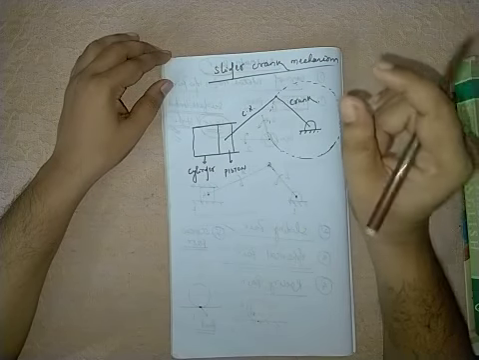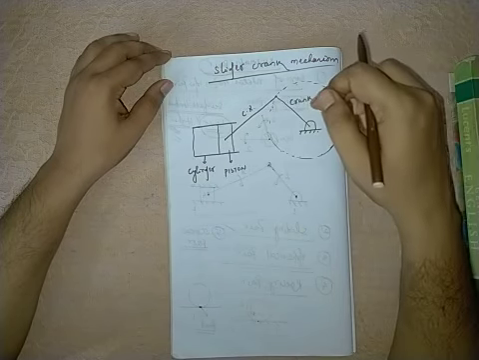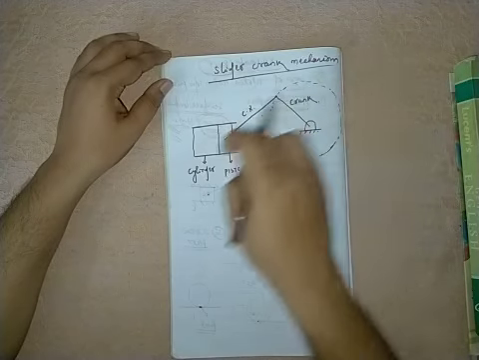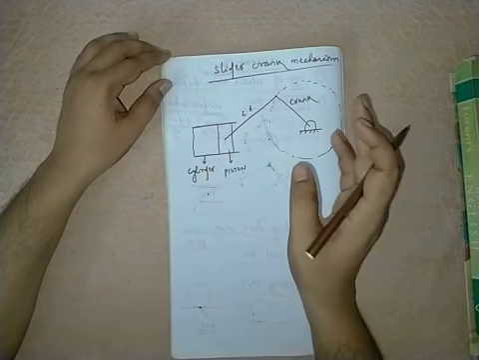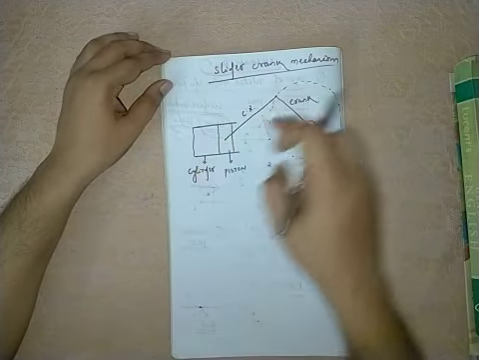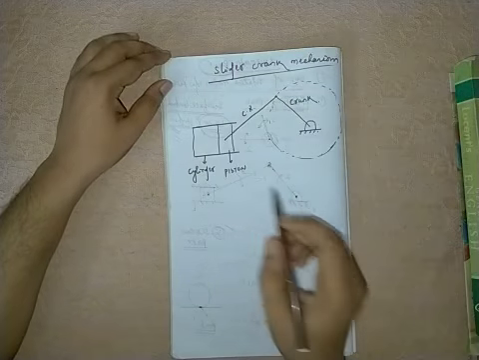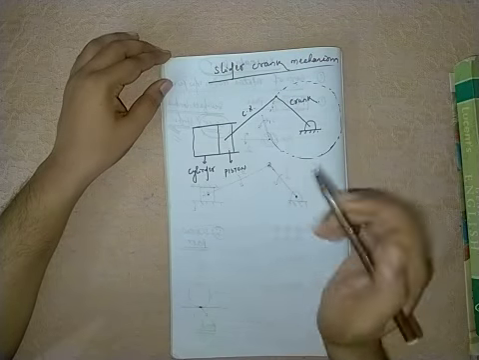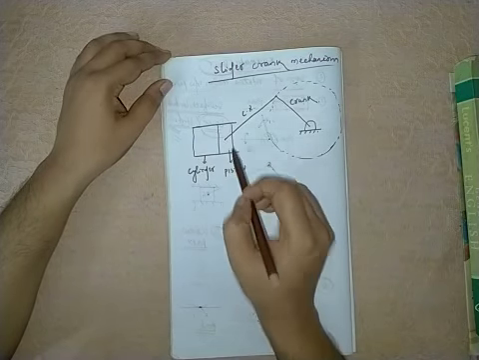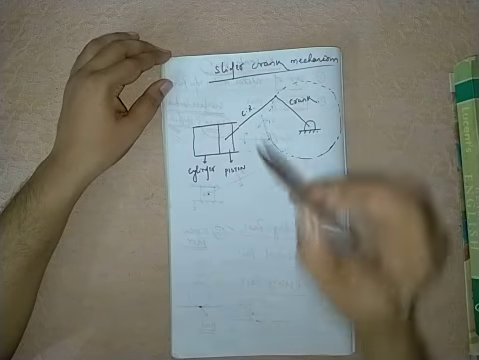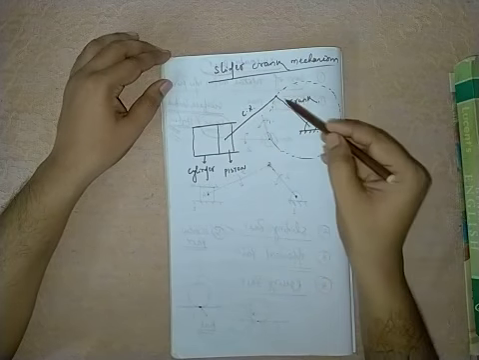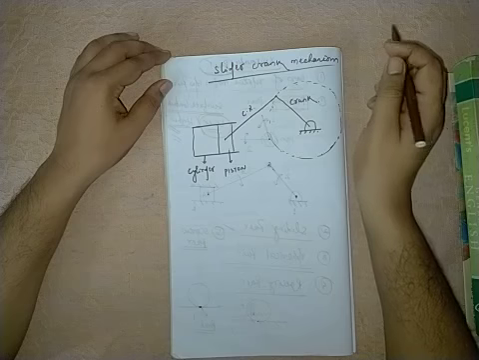This type of mechanism converts rotary motion into reciprocating motion, and vice versa, that is, reciprocating motion into rotary motion. Let me show all the parts. This is the cylinder and this is the piston. This is your connecting rod, this is your crank.